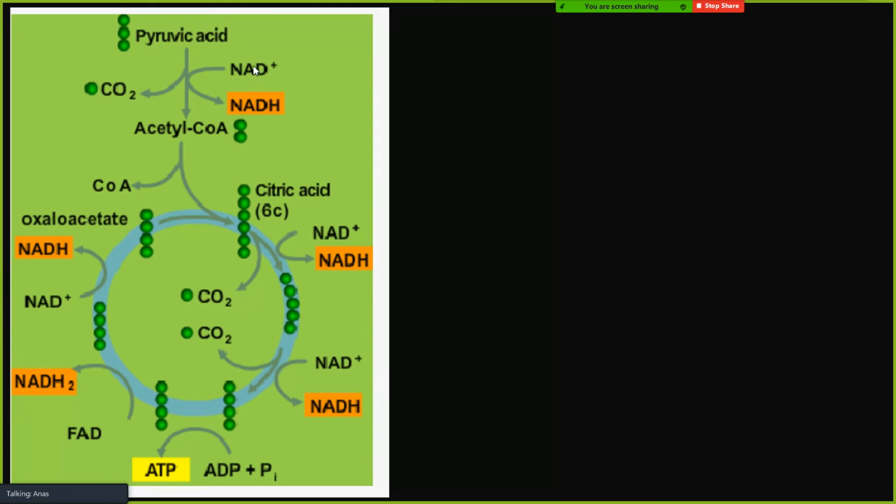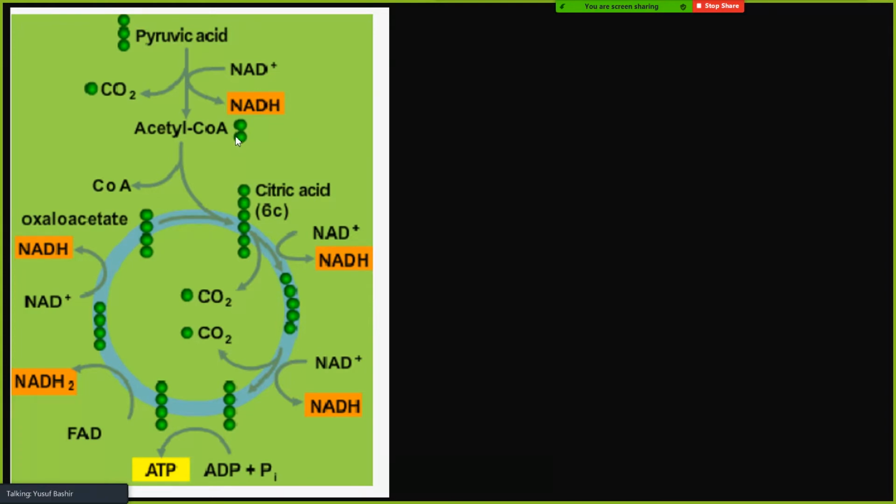So we have the pyruvic acid going in, and then you see carbon dioxide coming out. Now there are only 2 more carbons left over here. Those 2 carbons go through the cycle. The NADH is up here, separate.